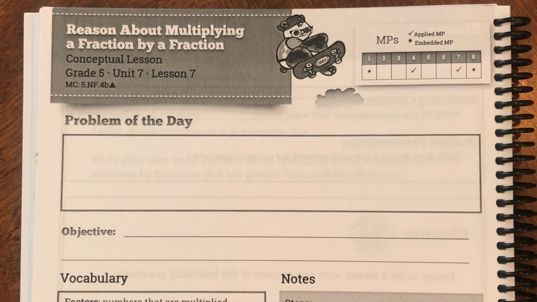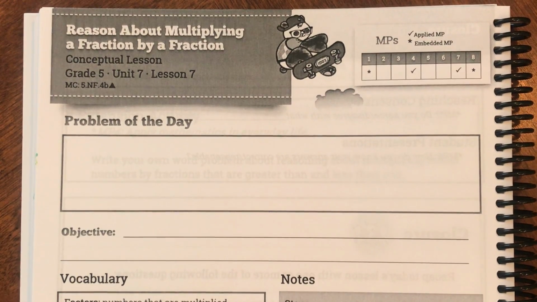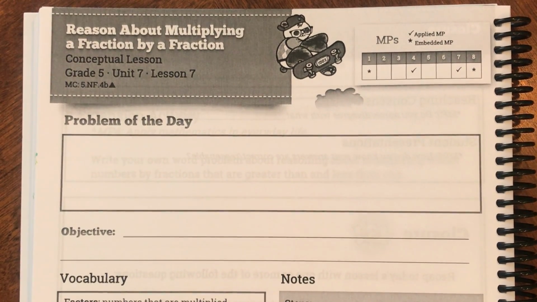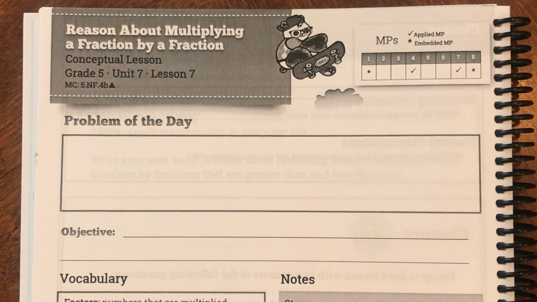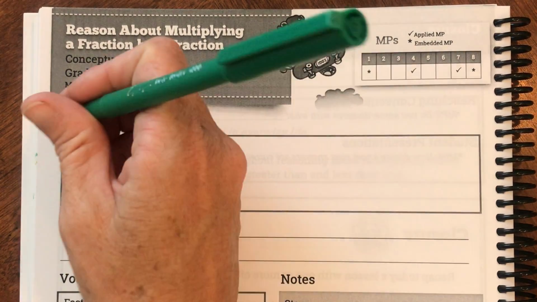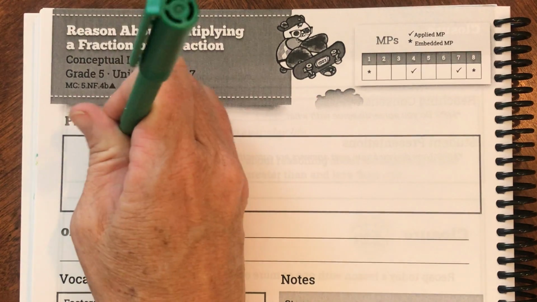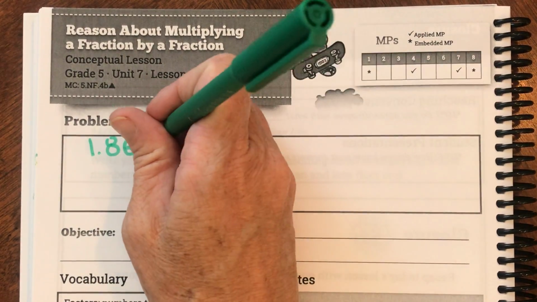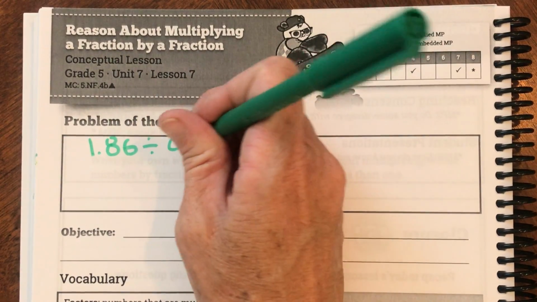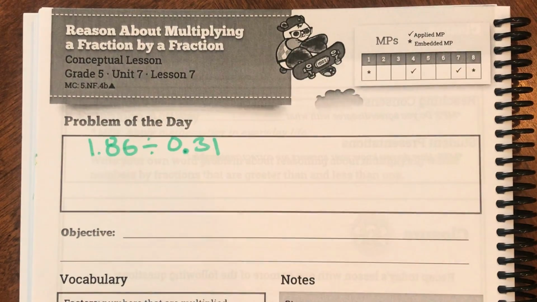We are on page 169 of your student journal. And before we begin today, we are going to remind ourselves about dividing with decimals. So my first problem is 1 and 86 hundredths divided by 31 hundredths.